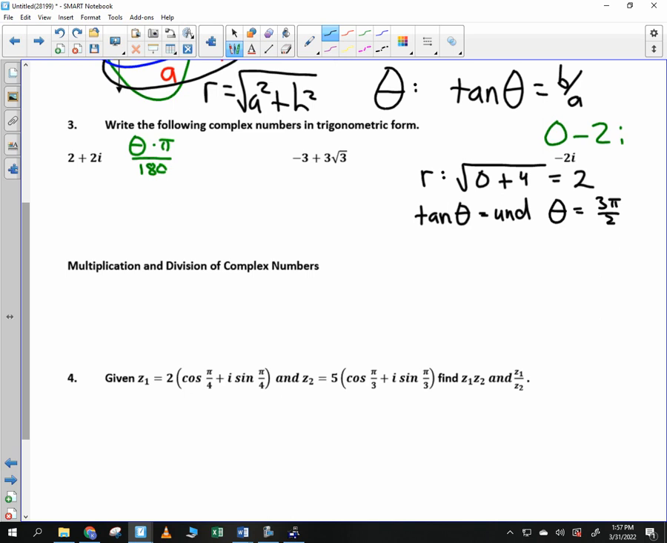Oh, if it's negative, like if that was positive 2i, would that be 90 degrees then? Yes, very good. So in this situation, you get 2 times the cosine of 3 pi over 2 plus i sine of 3 pi over 2.